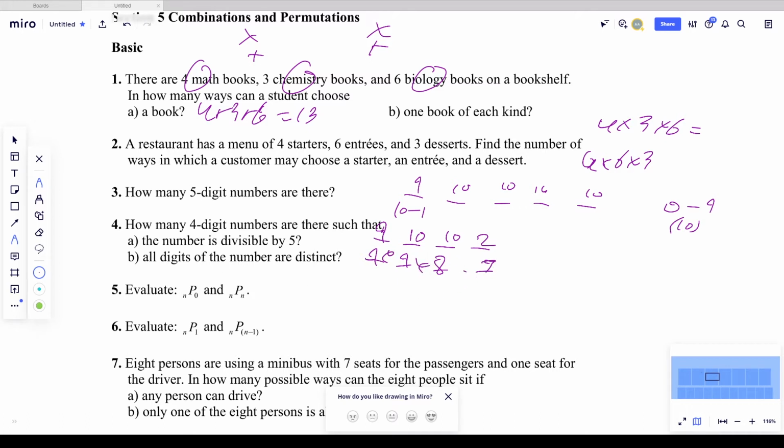Just multiply them. The formula for nPr is n factorial over n minus r factorial. And the combination, n choose r, is n factorial over r factorial times n minus r factorial. And yeah, that's it.